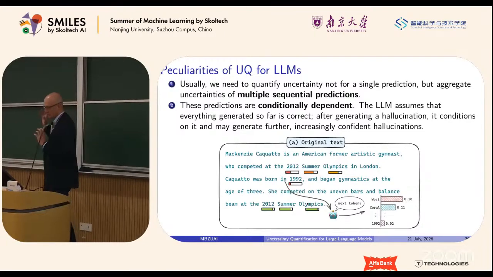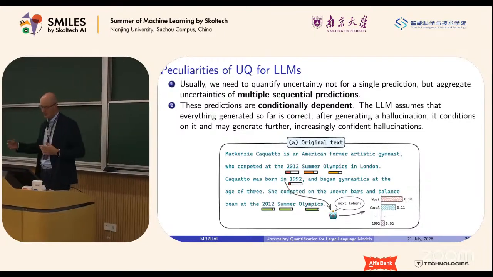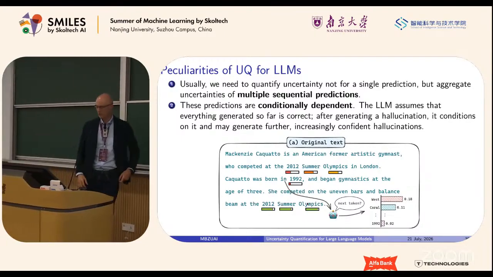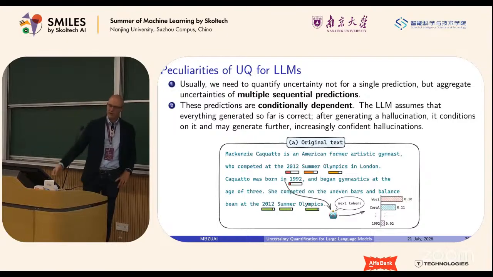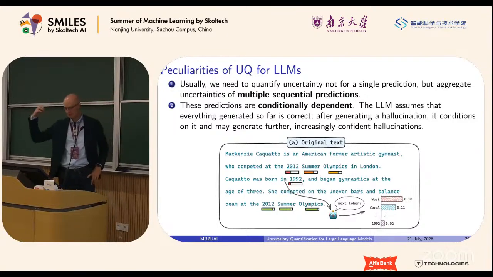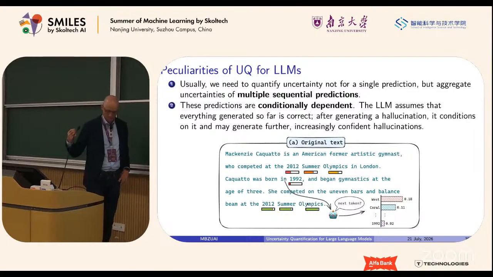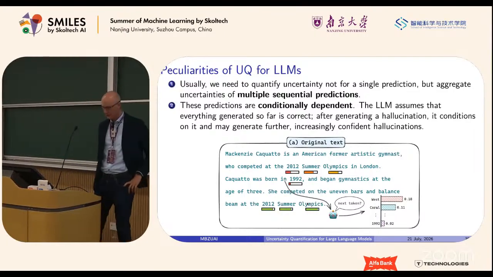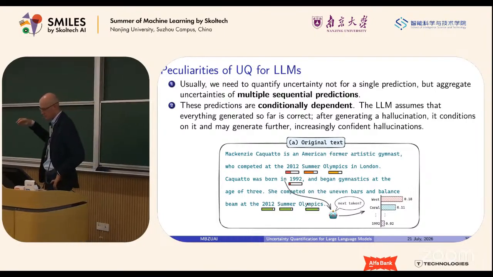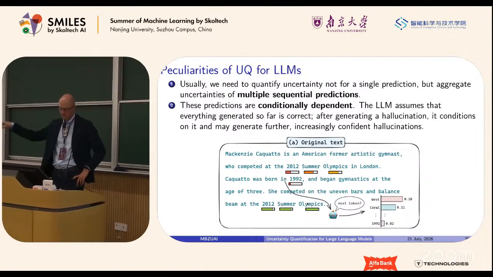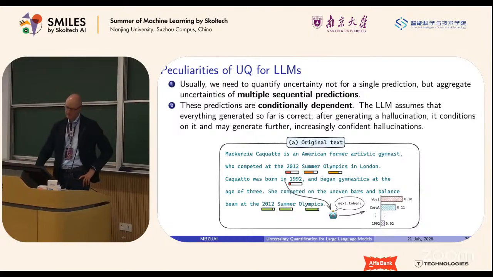So the conditional dependency of this process of token generation leads to a problem: after the first hallucination, there's basically no way to understand whether it is wrong, because you condition on these hallucinations, and you are very, very confident in what you are saying, even if it is very, very wrong.